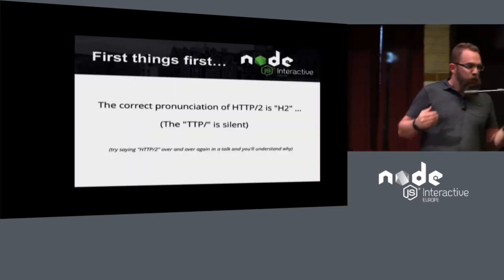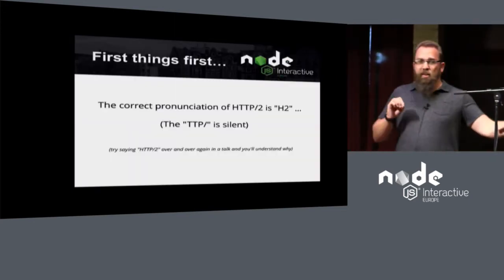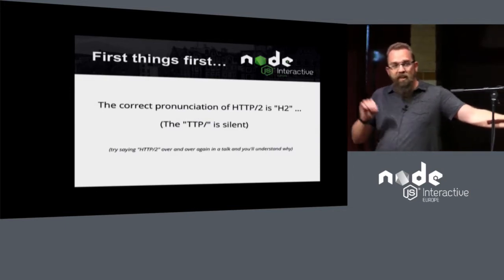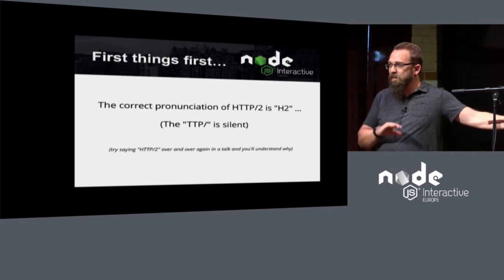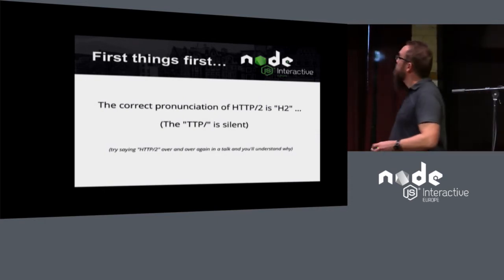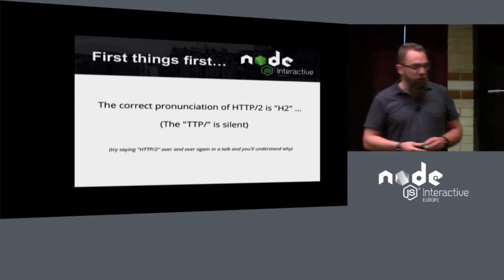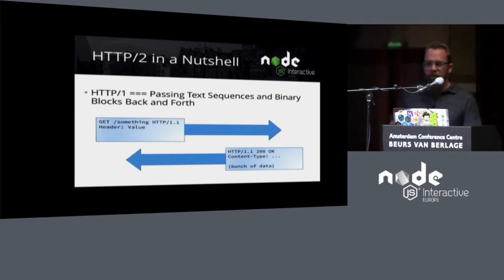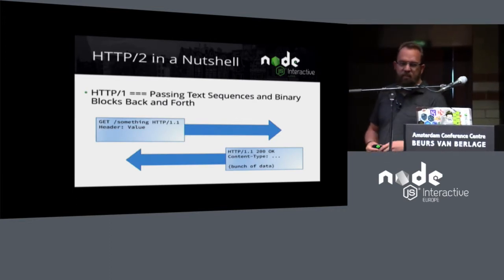A very important thing: saying HTTP2 repeatedly is darn near impossible. So the TTP is silent. I'm just going to call it H2, okay? And HTTP1 will be H1. All right, so no HTTP2 over and over and over again. So let's talk about H2 in a nutshell.